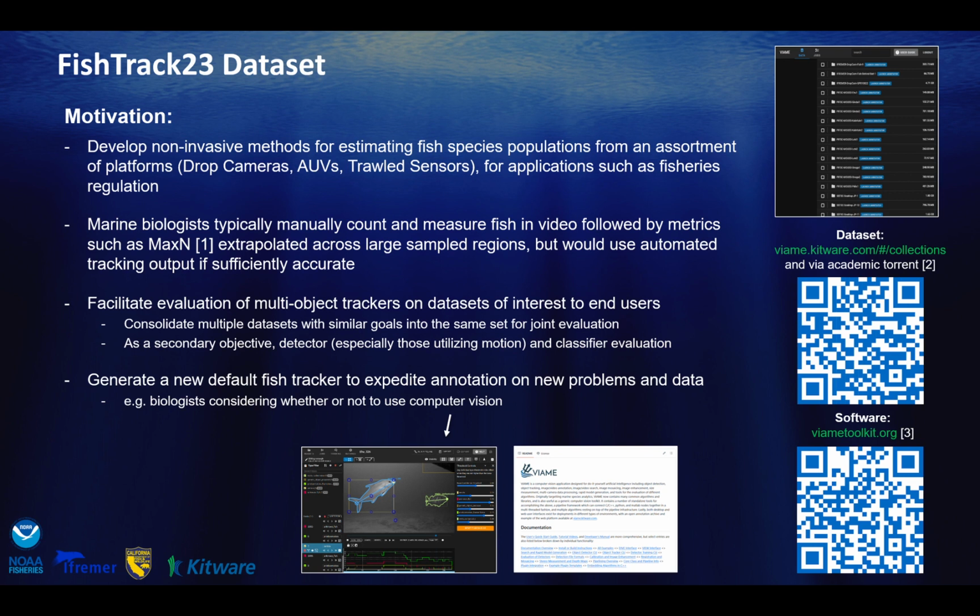Marine biologists typically perform this in a manual process right now, where they use metrics such as max-n and scroll through videos identifying frames with the maximum number of a particular target species of interest, and then extrapolate these over multiple collects and sensor placements to larger population counts. Our goal is to help automate this process and use this dataset to facilitate this.